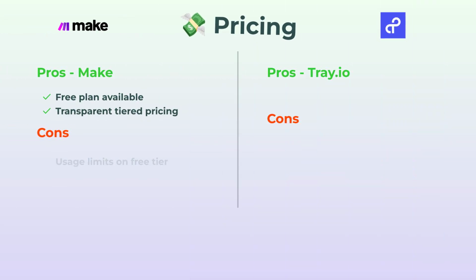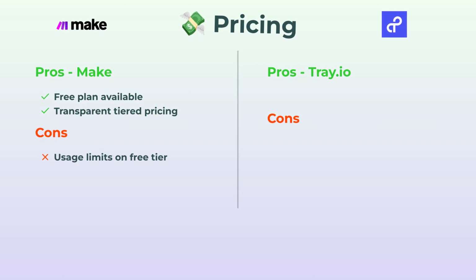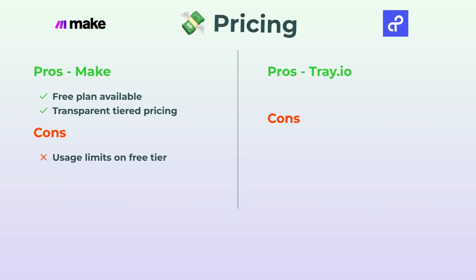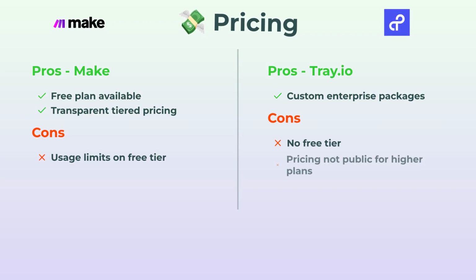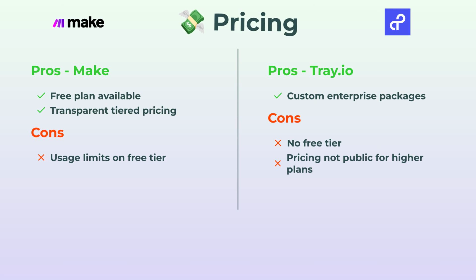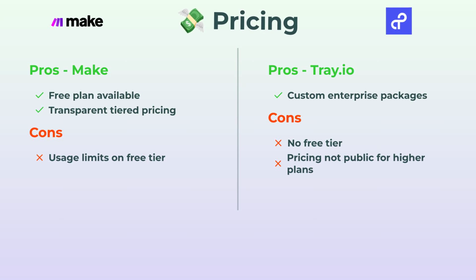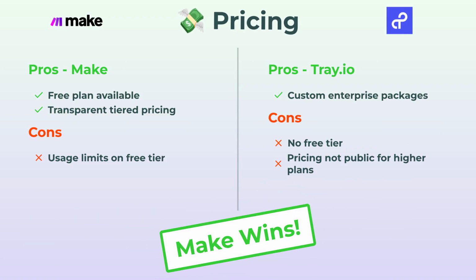Make is super appealing right out the gate because, yeah, there's a legit free plan. And honestly, the transparent tiered pricing just makes life easier if you're new or scaling up gradually. Tray.io, on the other hand, is definitely showing its enterprise roots, no free tier. And once you're looking at those top-level plans, it's all call for pricing. That said, if you need a custom package and aren't sweating the budget, Tray can work. But for most people, Make just wins here, hands down.